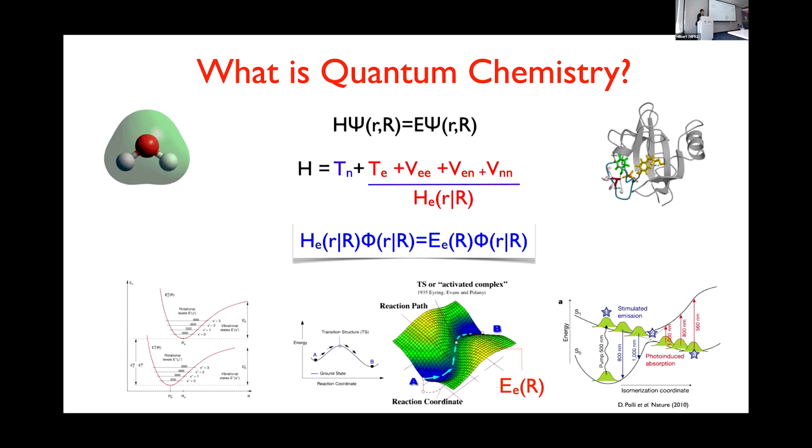For example, this process is a representation of vision. That's all in your eyes. This is what's happening right now. It's a retinal that is transforming from cis to trans. So we can describe that also using the potential energy surfaces. That's why they are quite useful, and that's why in computational chemistry, this is one of the central problems.